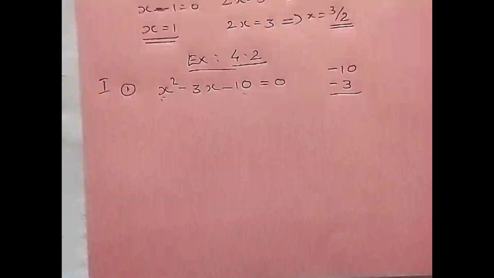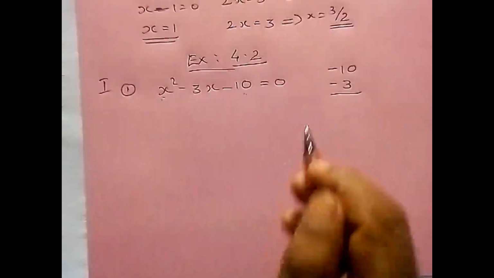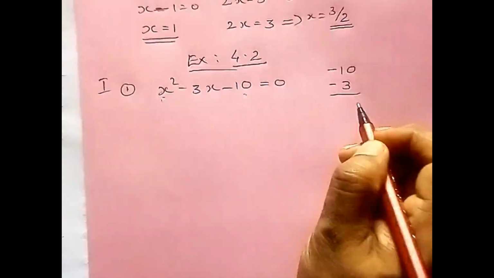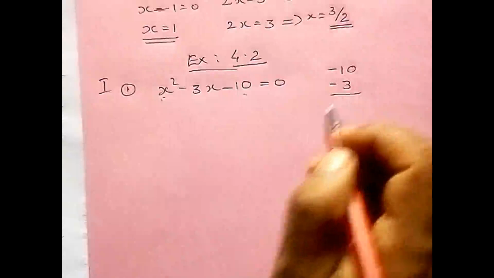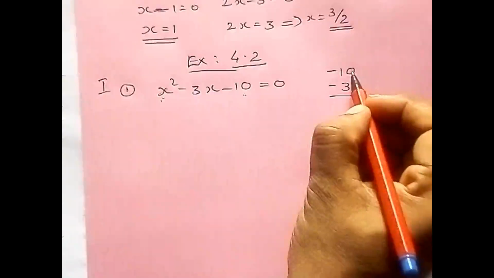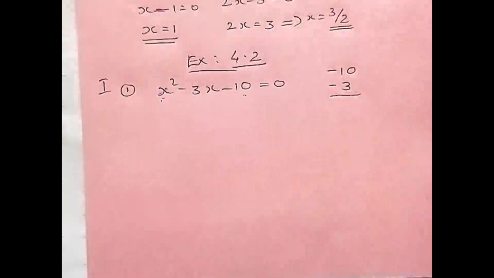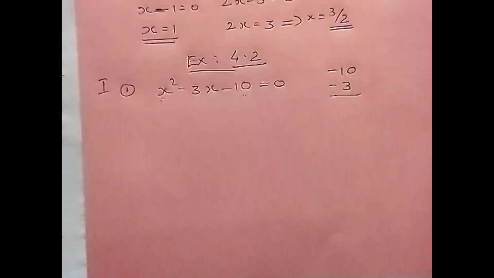Product is a negative number means both should be of opposite sign. That means the product of two numbers is negative means both should be of different sign. One should be positive and the other should be negative. And here the sum is minus 3 means the bigger number should be negative. Here one is positive and the other number is negative, means here the difference will come. Then only when you add a positive number to a negative number, actually what is happening, we are taking the difference and putting the bigger one's sign.